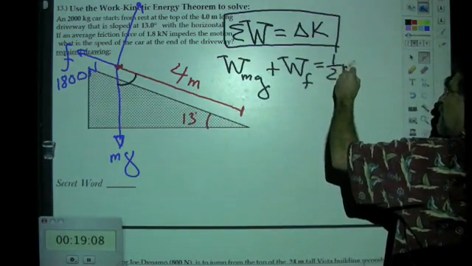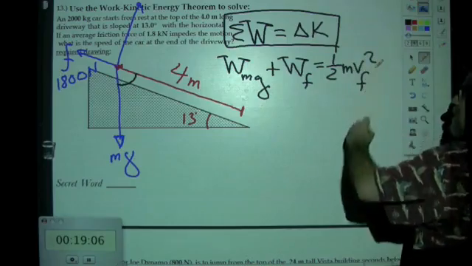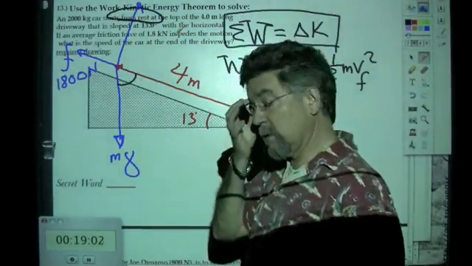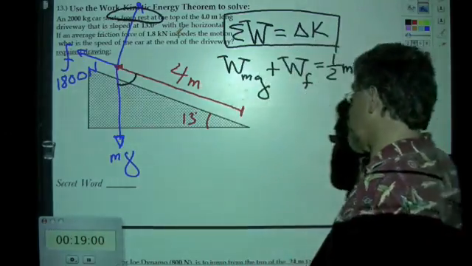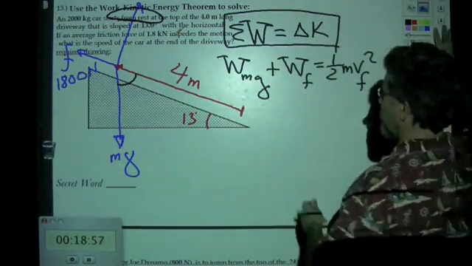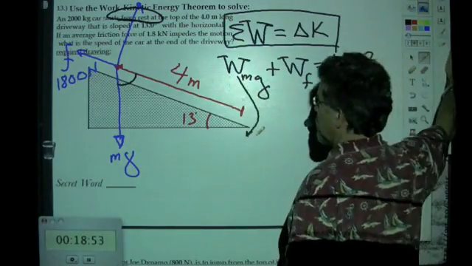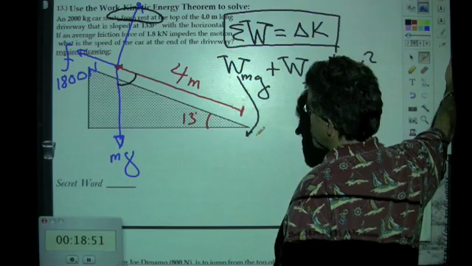Well, that's 1/2 mv final squared. It starts somewhere here. It says from rest, so initial kinetic energy is 0, 1/2 mv naught squared. So I'll leave that part off. I'm just going to get the symbols and then give you the answer. I'll let you do the number crunching.